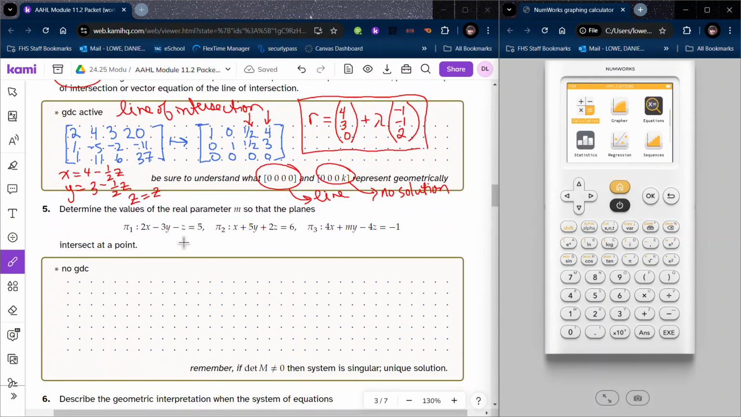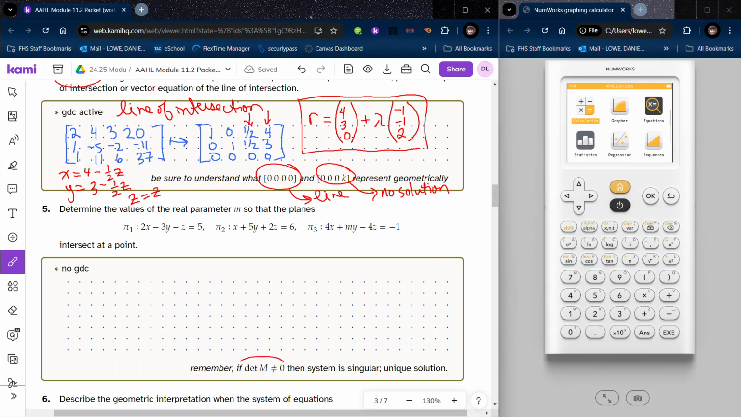So let's look at our next question. Determine the values of the real parameter m so that these planes intersect in a point. All right, remember, if my determinant is not 0, then I have a singular unique solution. I'm consistent that I have a solution, but it is going to be a singular solution. So let's go ahead and look at my determinant when I look at my matrix of coefficients. So I'm really just concerned with the normal vector. So that's 2, -3, -1, 1, 5, 2, and then 4, m, -4.